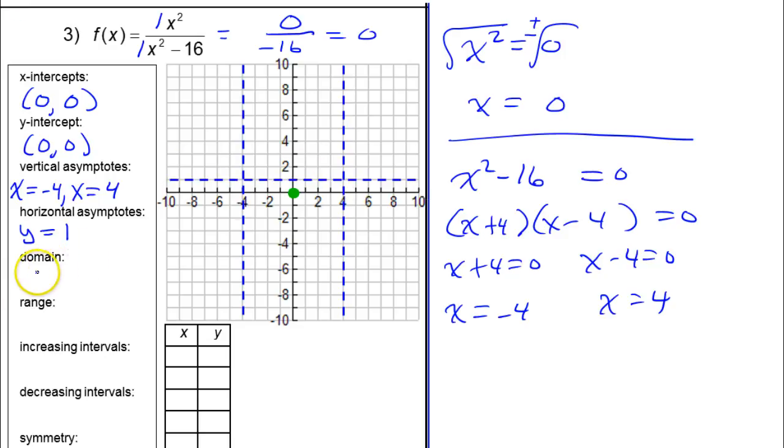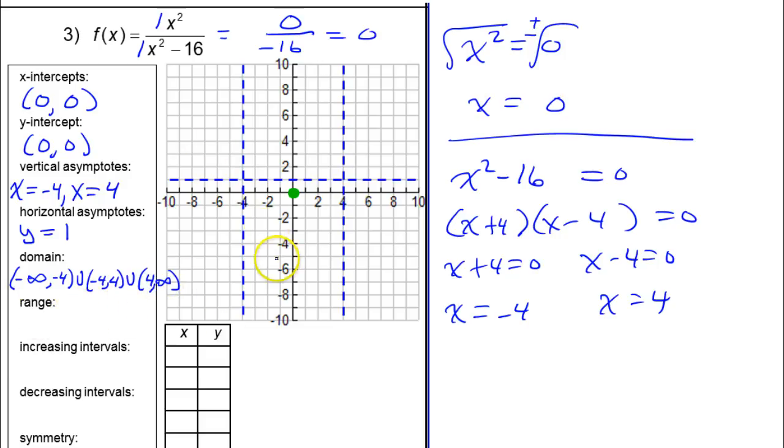Now, we could do the domain right now without drawing the graph, because you could do the domain really just based on the vertical asymptotes. So the domain is going to be from negative infinity to -4, from -4 to +4, and from +4 to infinity. You really just have to look at these vertical asymptotes. So the domain is going to be from negative infinity to -4, and then -4 to +4, and then 4 to infinity, running out of space.